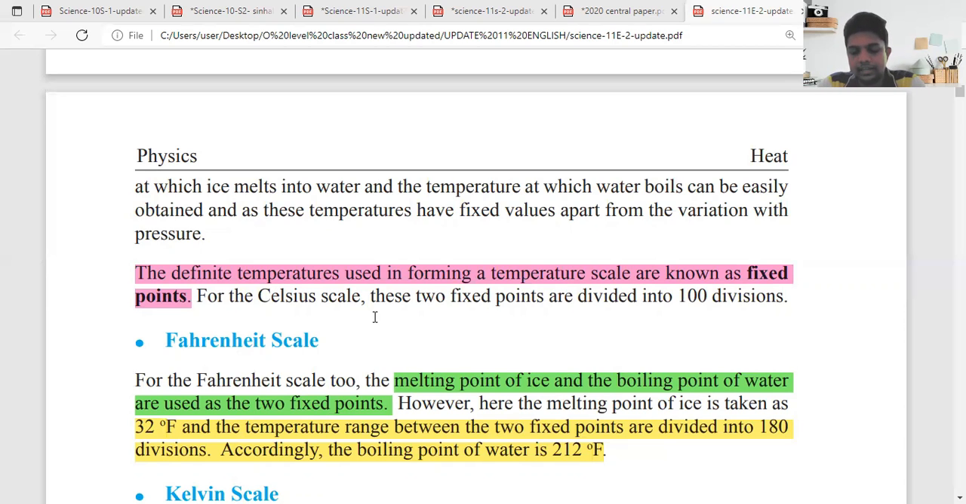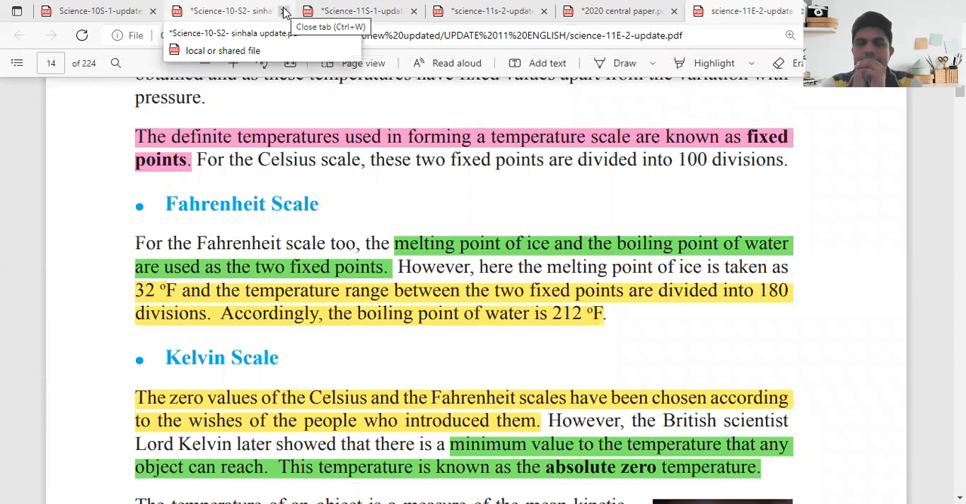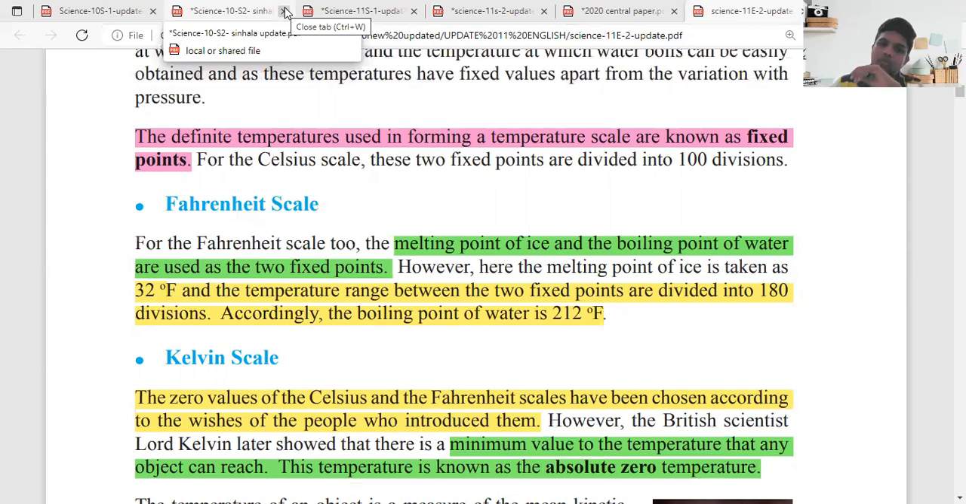For the Celsius scale, these two fixed points are divided into 100 divisions. They have divided it into 100 divisions. Is it clear? So basically, the thing that you want to understand.